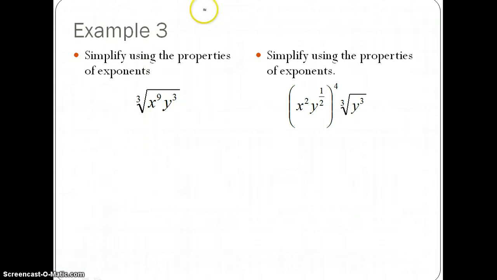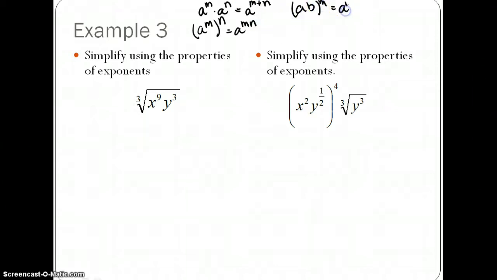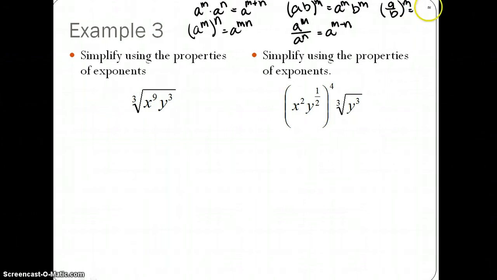One of the properties is that if you have a to the m times a to the n, you can add the exponents together. Then you also have that a to the m to the n, you multiply the exponents. If you have a times b to the m, you can distribute the exponent. a to the m divided by a to the n is subtraction. a divided by b to the m, you can distribute.